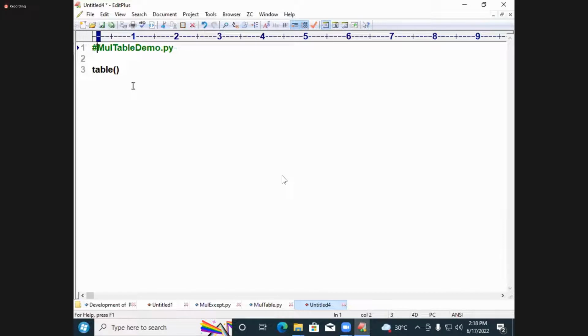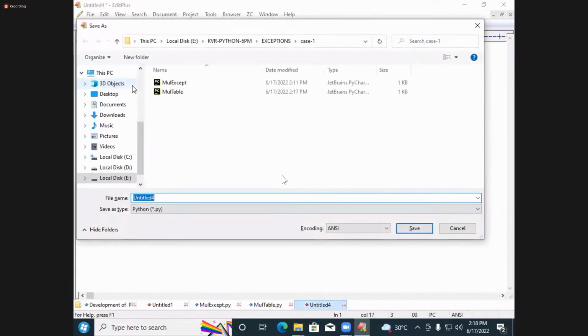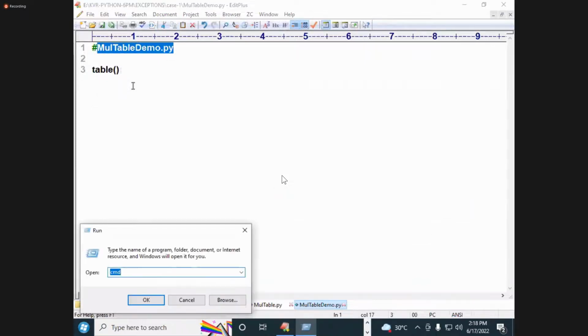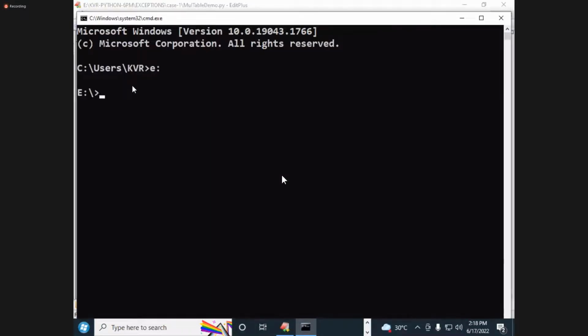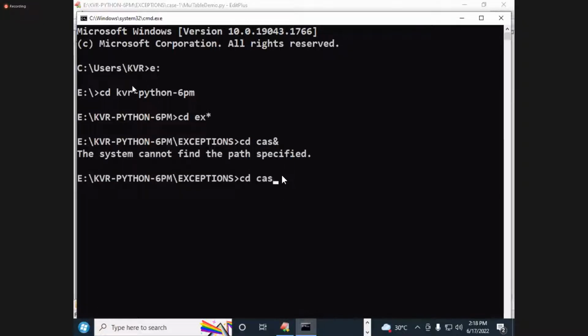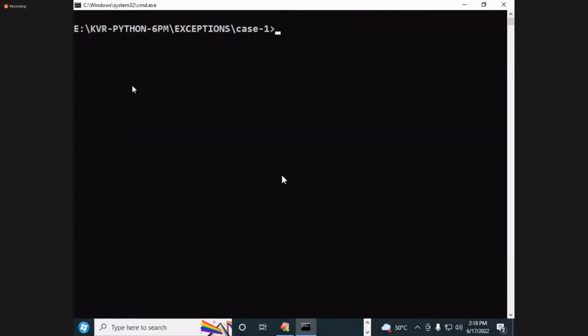Save this code. MUL table demo. Come to the command prompt. Here I'm going to get E:. CD and say here exceptions. Under that what? Case 1. Yes, case 1. There I will write the code. PY. See, students, MUL table error will come.